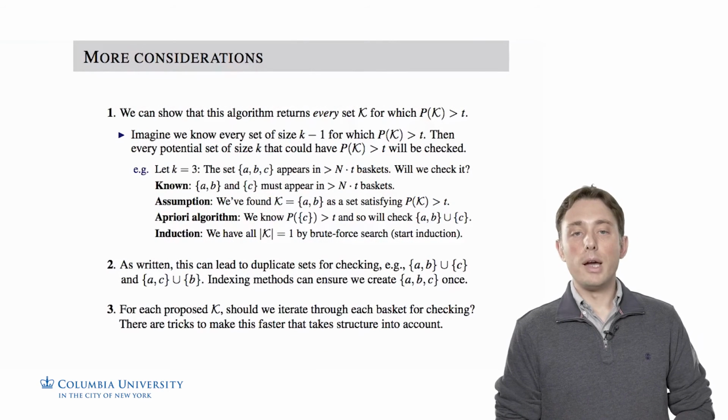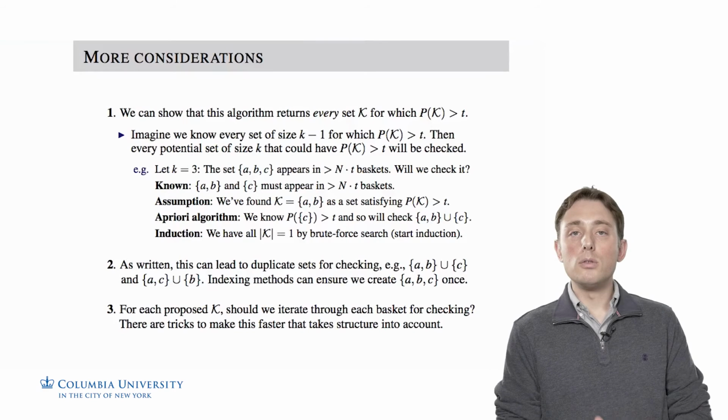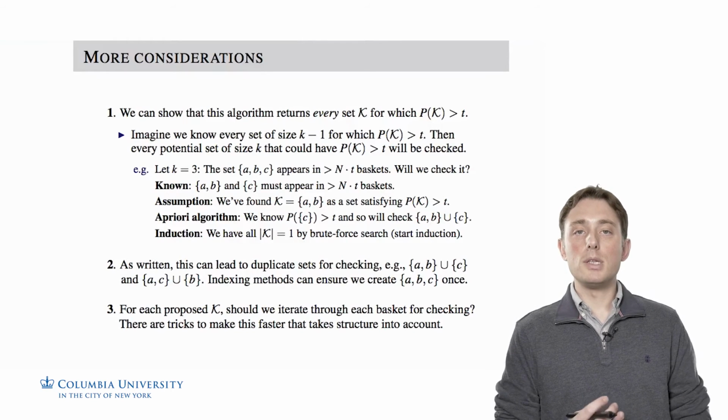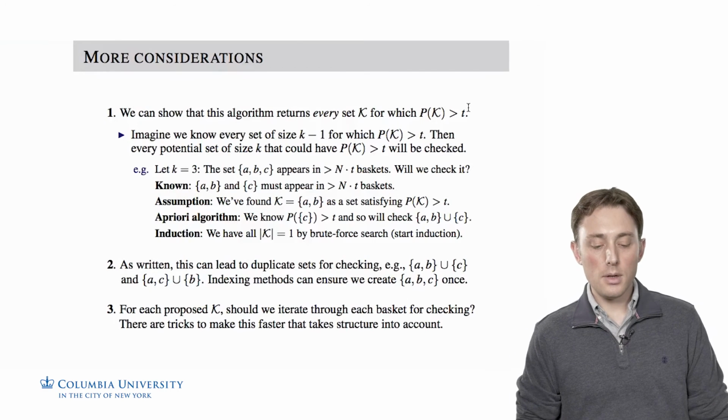So that's the a priori algorithm. Those are the steps that we follow for checking whether different subsets appear more than fraction t number of times.